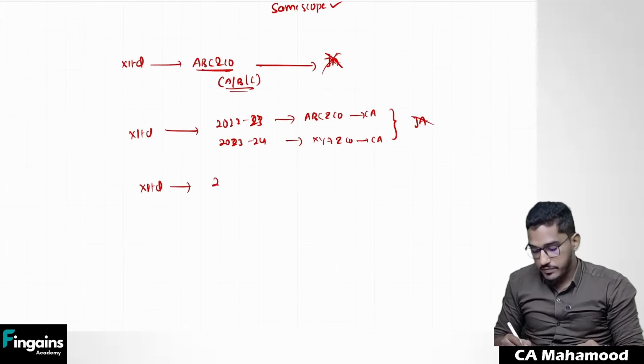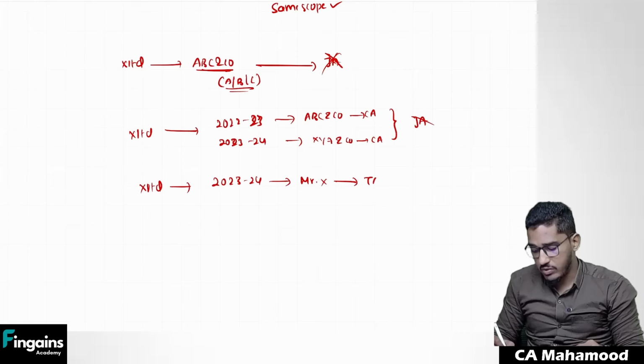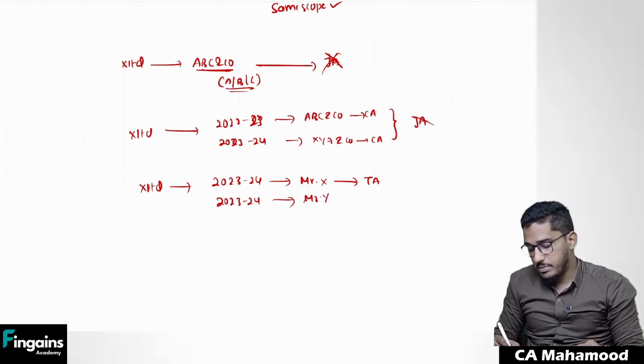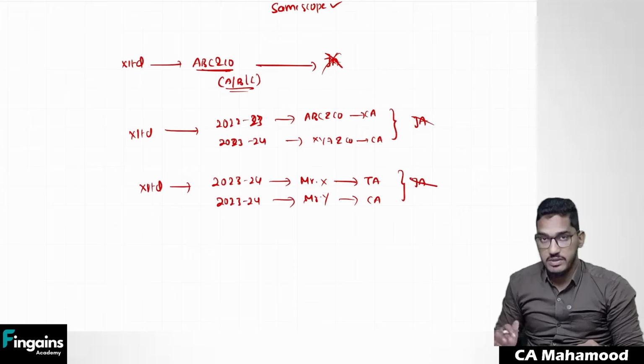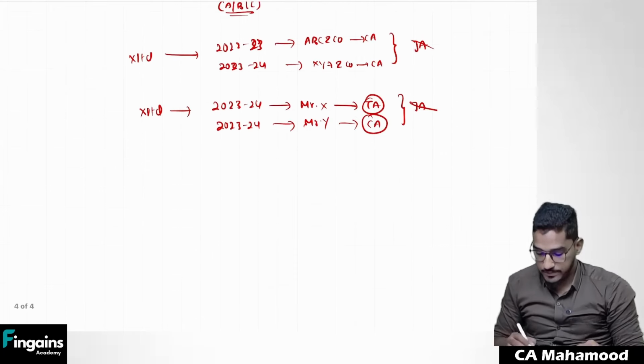Same X Limited, for the financial year 2023-24, they have appointed Mr. X, an individual practicing chartered accountant, as a tax auditor. They have appointed, for the same financial year 2023-24, Mr. Y, another practicing chartered accountant, as company auditor. Can we call this a joint audit assignment? No. Why? Because here the scope is changing. One person is appointed as tax auditor, one person is appointed as company auditor.